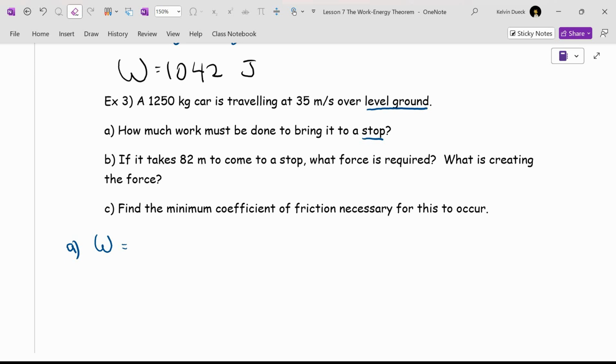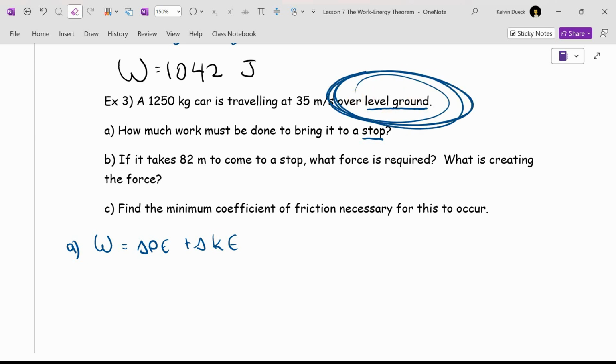So we go to our third, our most cumbersome definition of work, the work energy theorem. It's the change in potential plus the change in kinetic. But, ooh, this is nice. Are we over level ground? Are we over level ground? Let's try that again. Are we over level ground?